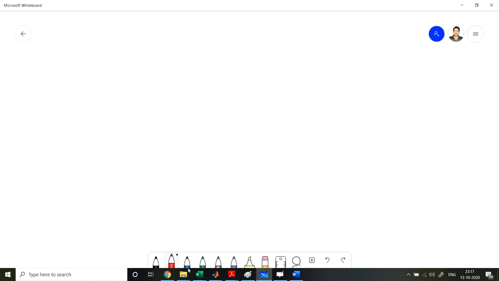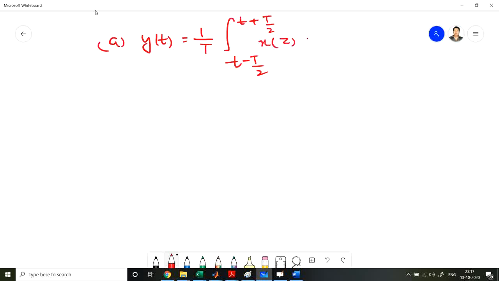So first is the first part. What is the first part? y(t) is given. That is y(t) = 1 divided by T, integral from t minus T/2 to t plus T/2 of x(τ) dτ.